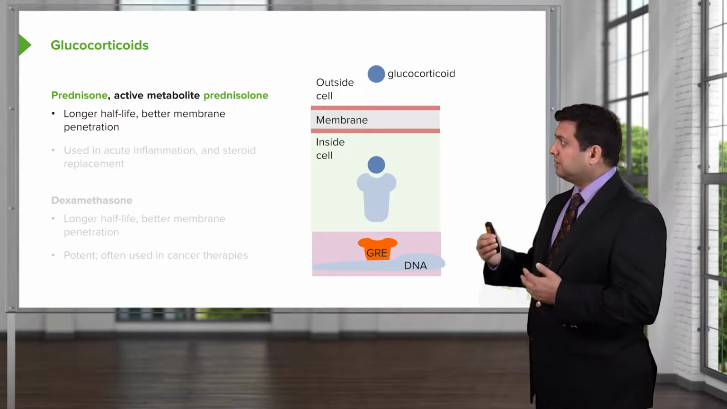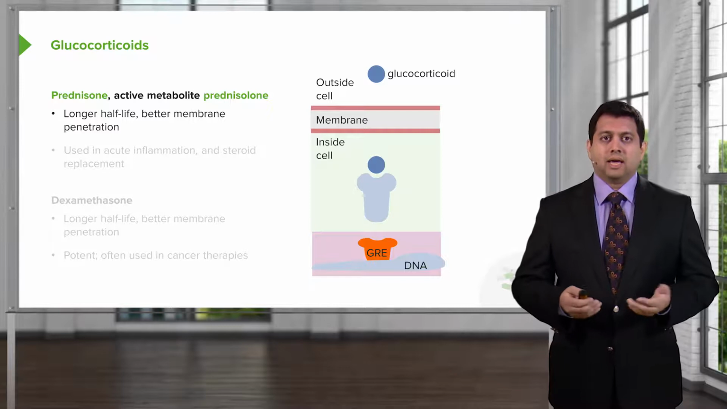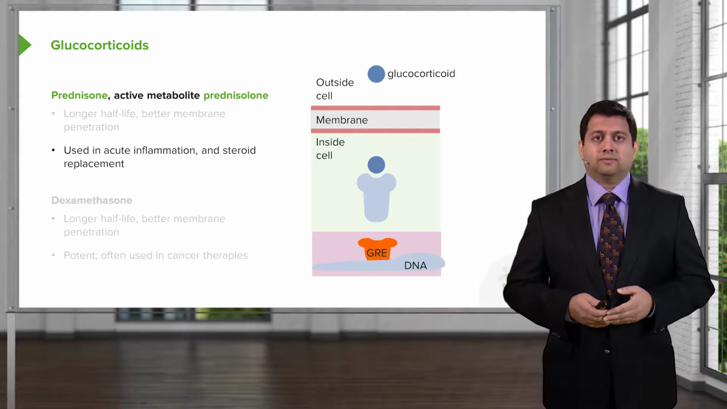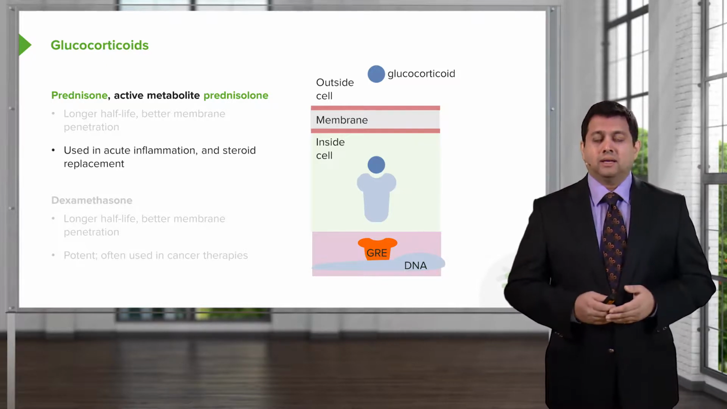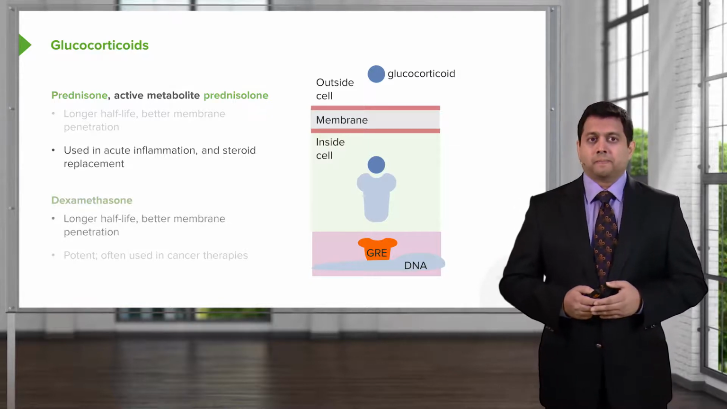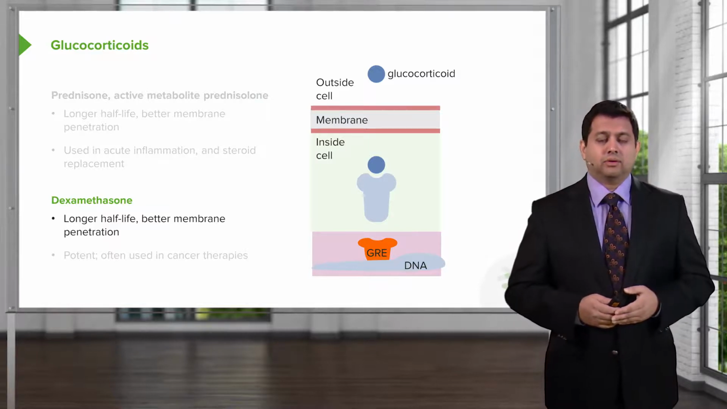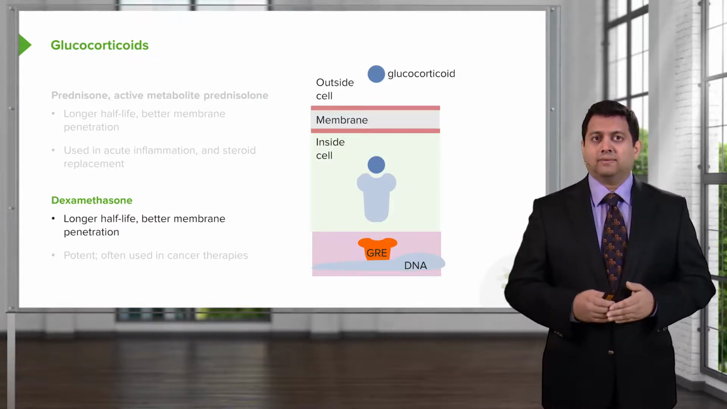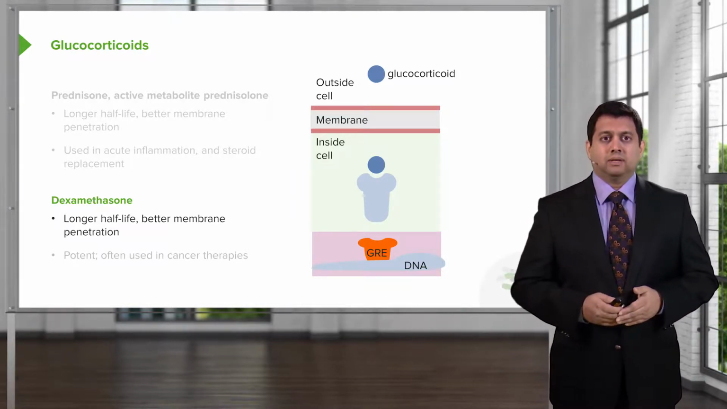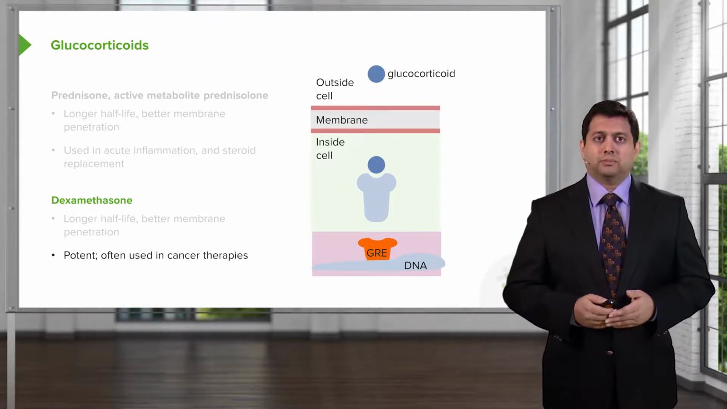The prototypical synthetic glucocorticoid is prednisone. It has a long half-life, it has quite good membrane penetration, and it's often used in acute inflammation in most disease states. It's often a steroid replacement therapy as well for people who have adrenal suppression. Dexamethasone is another synthetic glucocorticoid. It has an even longer half-life than the original prednisone. It has even better membrane penetration. It is often used in cancer chemotherapy as part of an adjunctive treatment regimen.